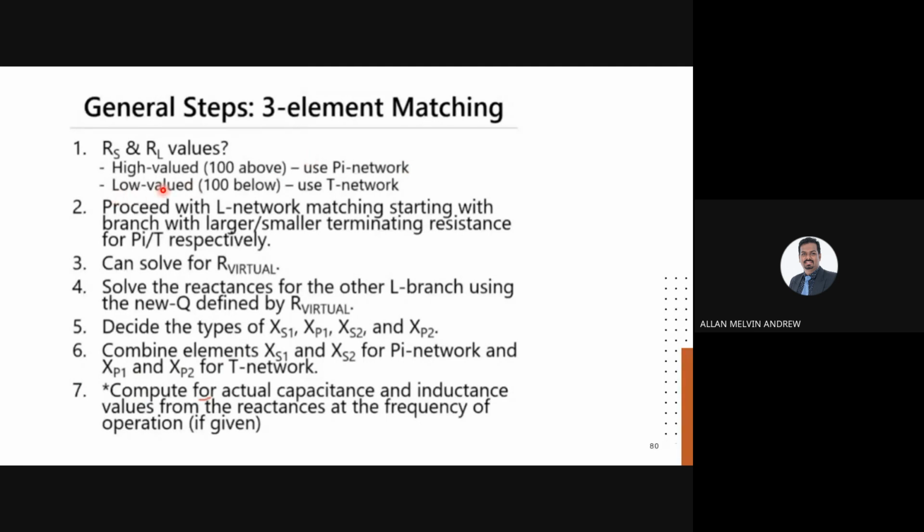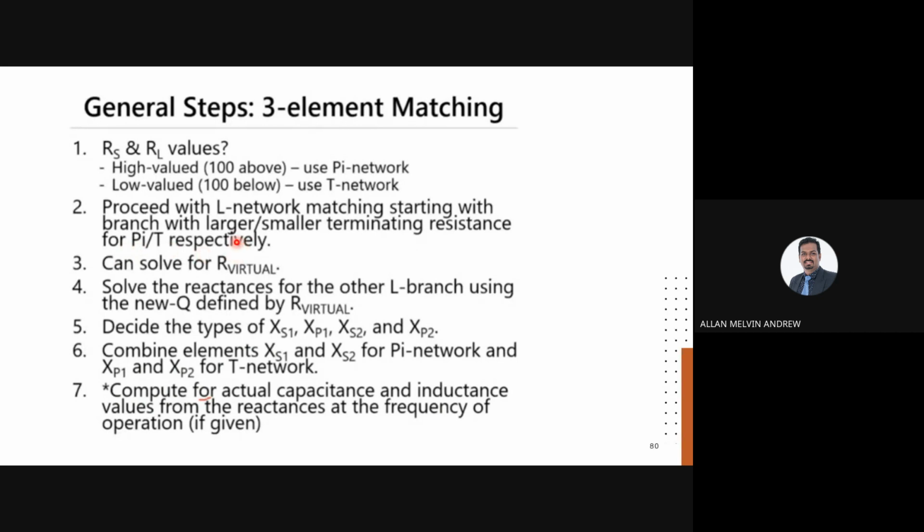Usually if it's a low value, 100 and below, then we will opt for the T network. So this is the usual practice. Proceed with L network matching, starting with the branch with a larger or smaller terminating resistance for pi and T respectively.